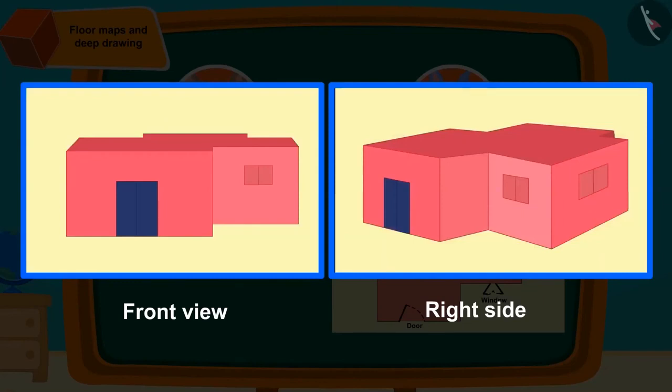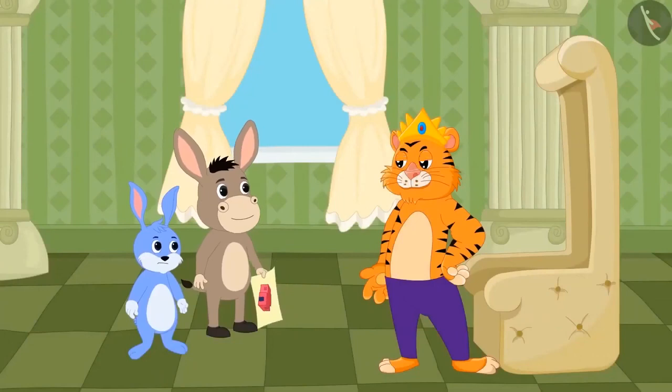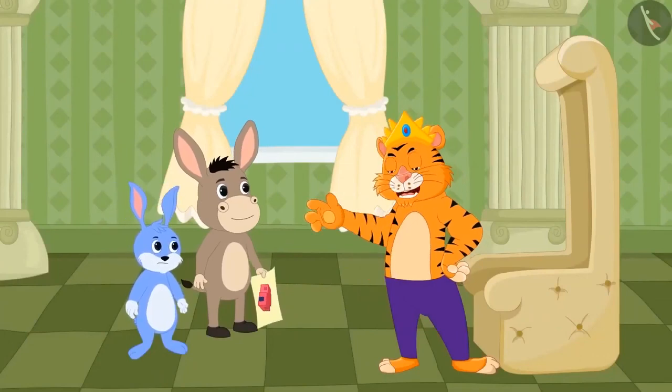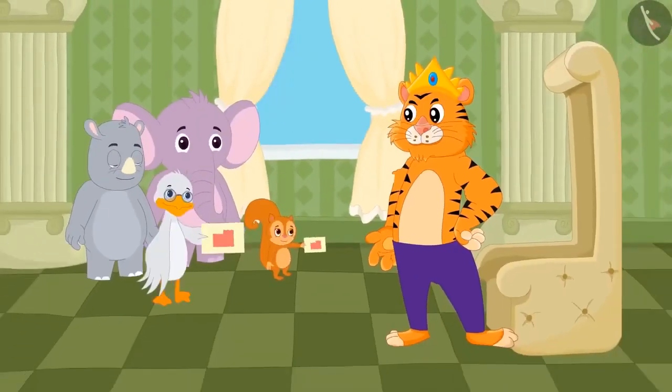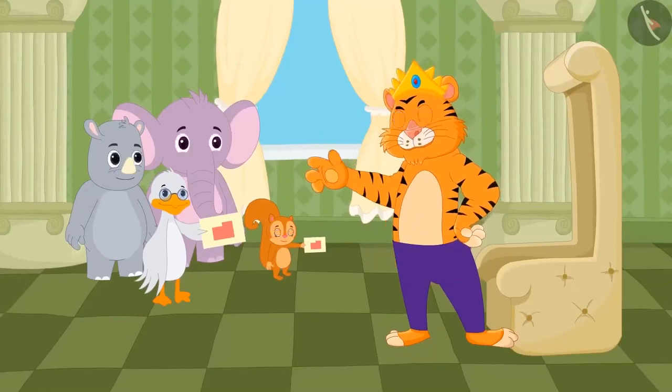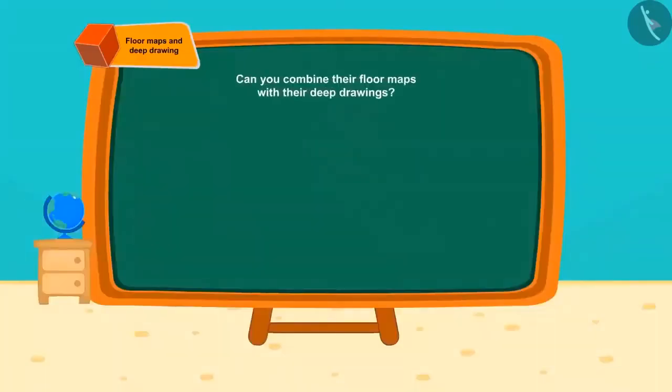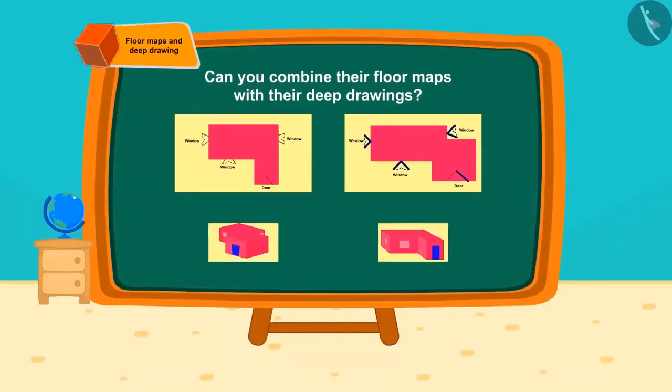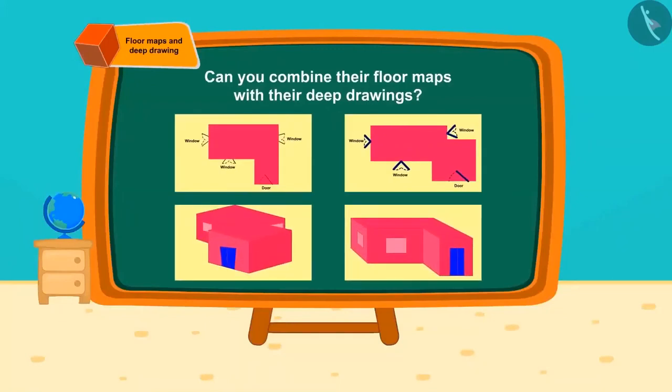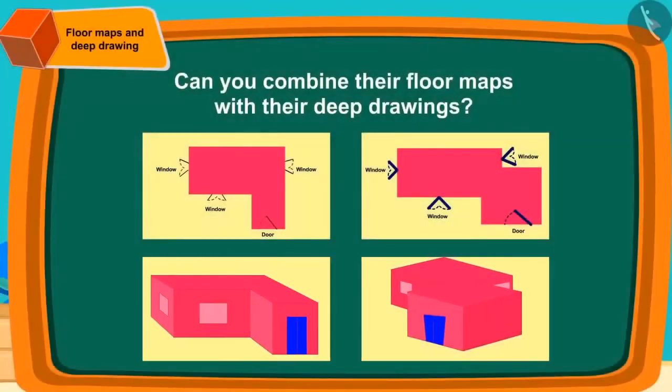The king liked the design made by Bhola, but he wanted to see some more designs by different people. The next day, Chanda and Babble Uncle Duck reached the king's court with their floor map and deep drawings. Can you match the floor maps with the deep drawings? You can find the answer to this question by pausing the video. Well done, kids! Your answer is absolutely right.